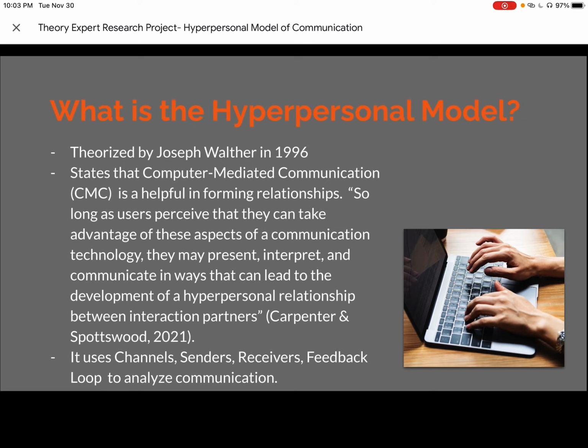In an article about the hyperpersonal model, scholars said, "so long as users perceive that they can take advantage of these aspects of a communication technology, they may present, interpret, and communicate in ways that can lead to the development of a hyperpersonal relationship between interaction partners." That's by Carpenter and Spotswood. Another component of the hyperpersonal model is that it uses 4 different things to analyze communication: channels, senders, receivers, and feedback. This sets the hyperpersonal model apart from other models.